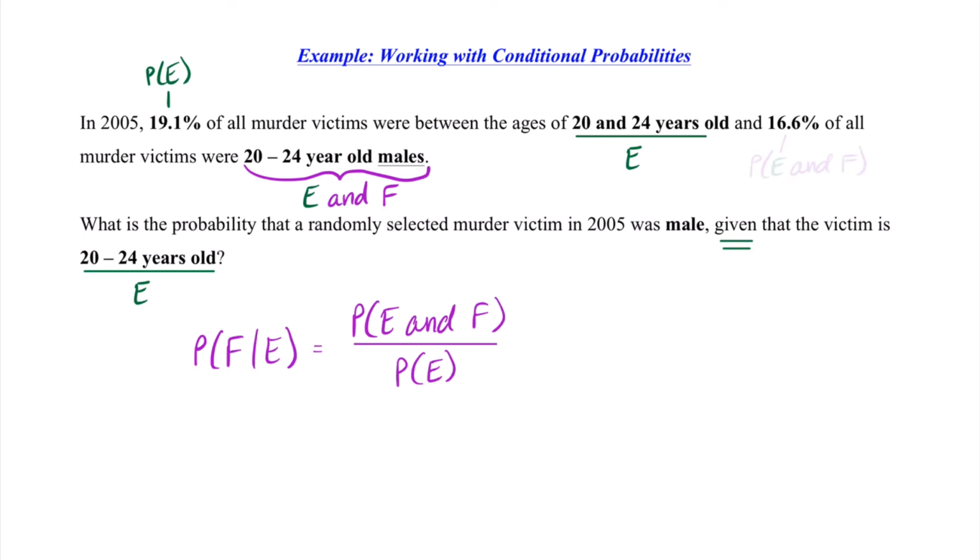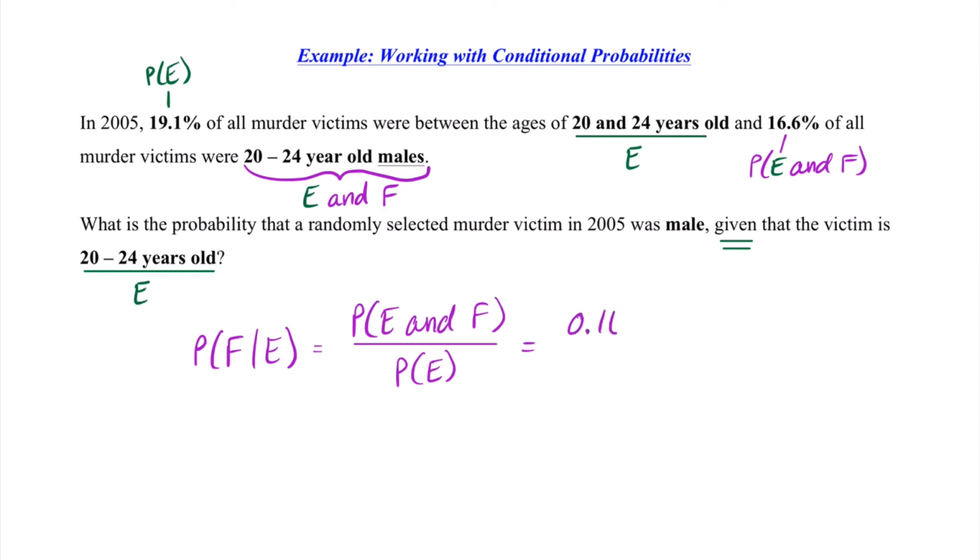That means the 16.6% that was given would be the probability of E and F. It says 16.6% of all murder victims. The "of all murder victims" tells us we're still discussing the entire population of murder victims, not some smaller sample space. Since it's everyone out of all of these guys, it's the event E and F. It's the age and the gender that's also being discussed, so that's our E and F.